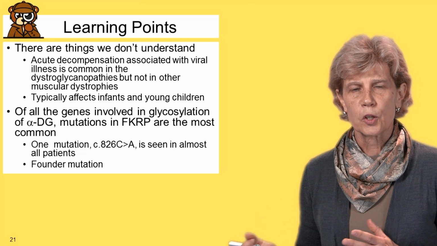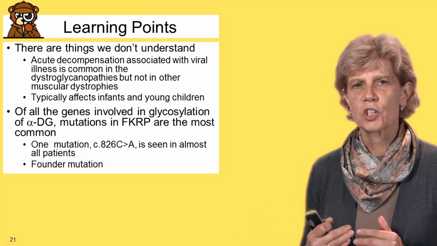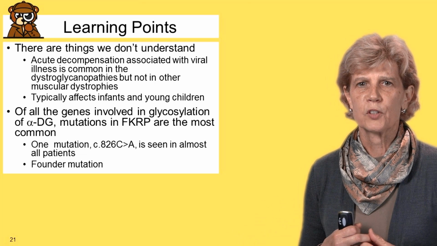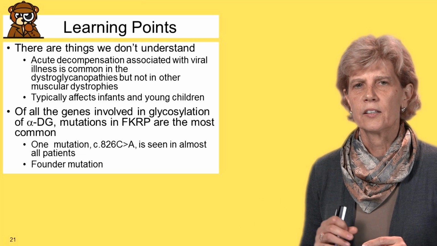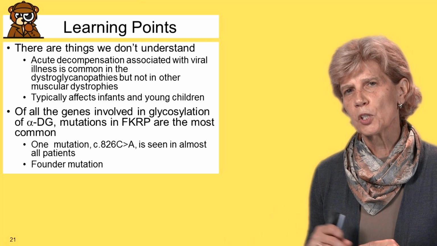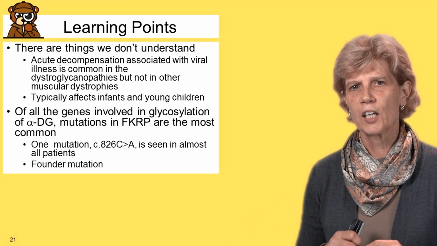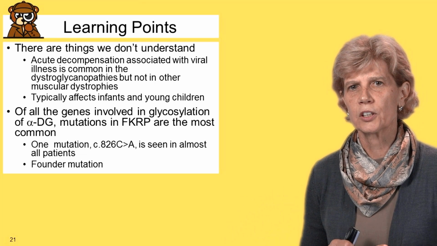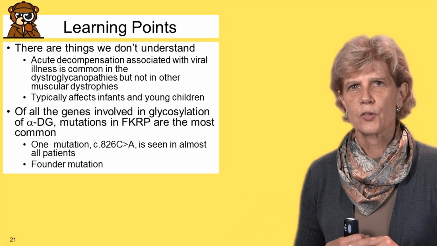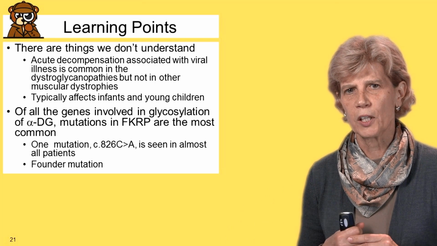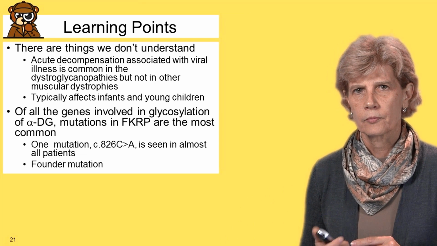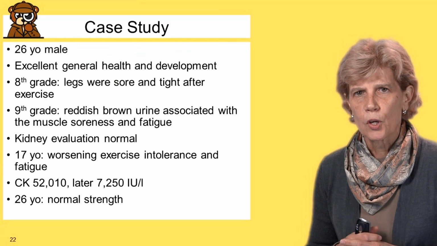And then the other point from this case is that of all the genes involved in the glycosylation of alpha-dystroglycan, FKRP mutations are the most common. And I mentioned a founder mutation in fukutin. FKRP also has a founder mutation, which is shown here on the screen, and 1 copy of that is found in almost all patients.